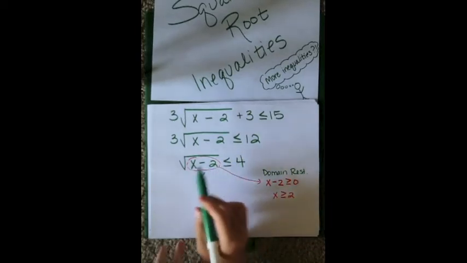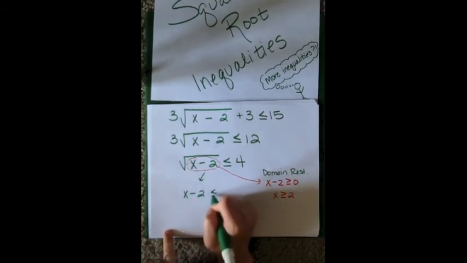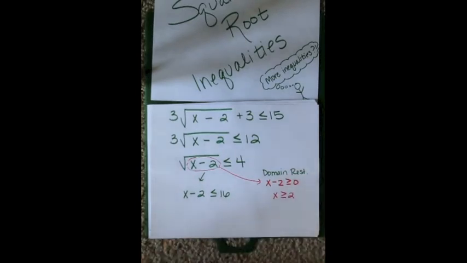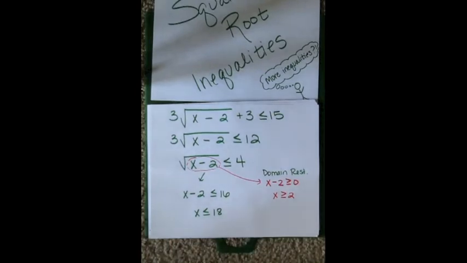So now I'm going to solve this. I'm going to square both sides. So it's going to give me x minus 2 is less than or equal to 16. Add 2. So I have x is less than or equal to 18. And then I have this x is greater than or equal to 2.